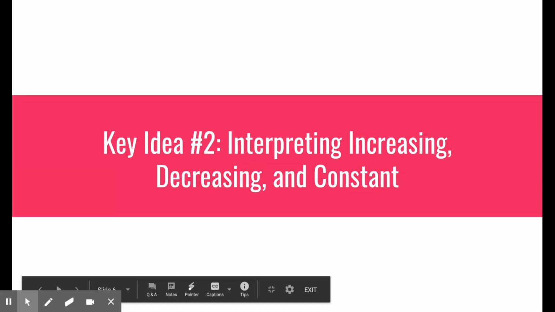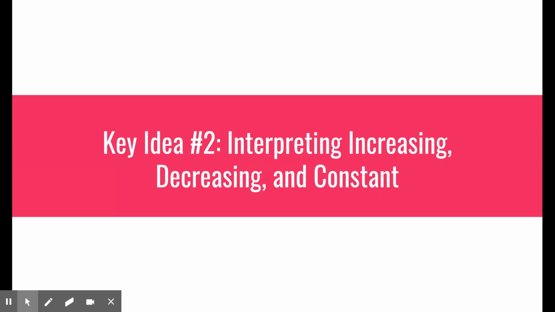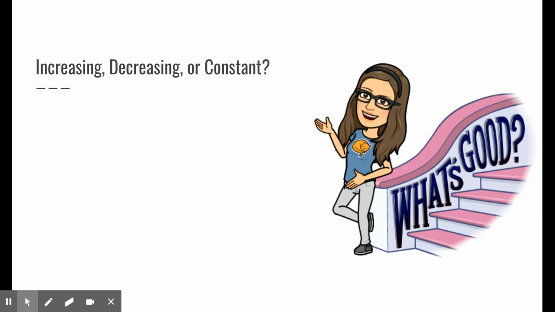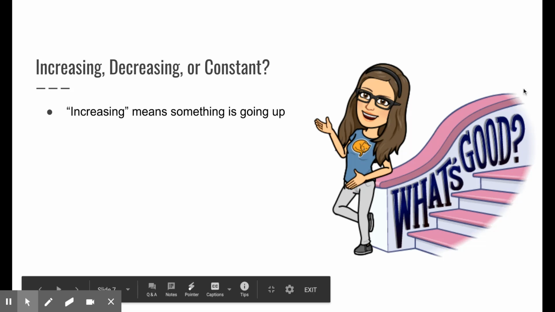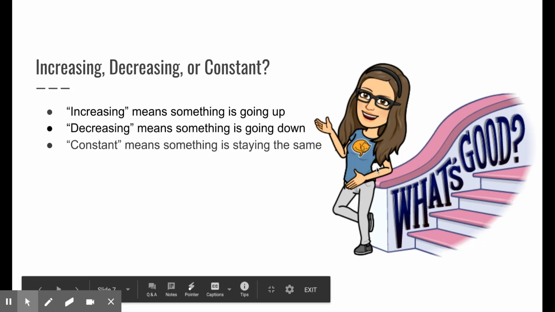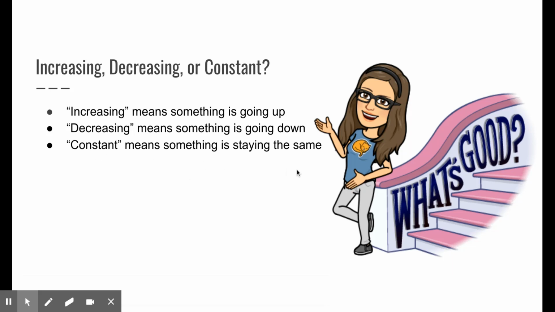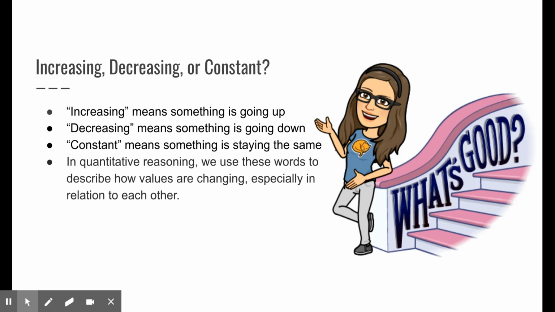All right, so key idea number 2 for quantitative reasoning is making sense of when things are increasing, decreasing, and constant. So first of all, increasing means that something is going up, decreasing means that something is going down, and constant would mean that something is staying the same. It's not changing at all.